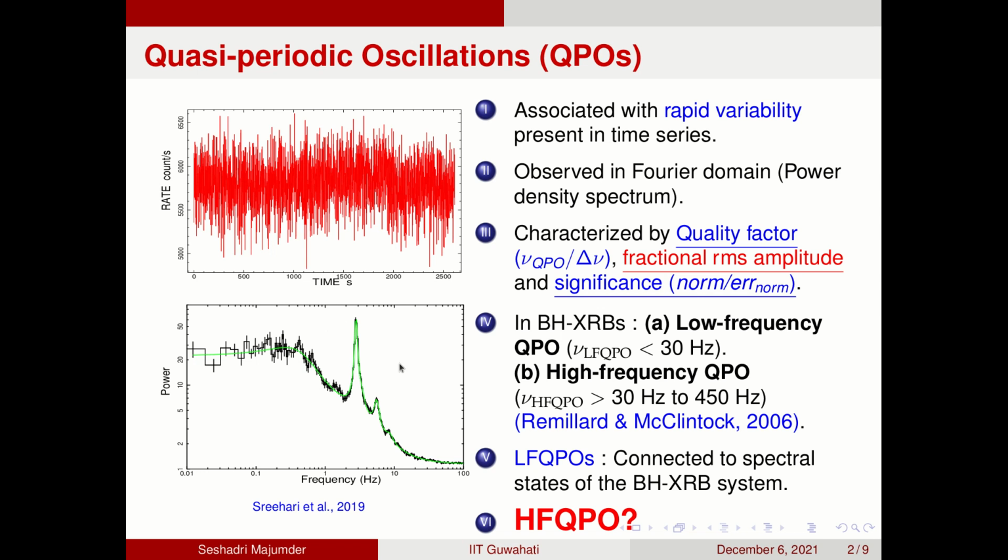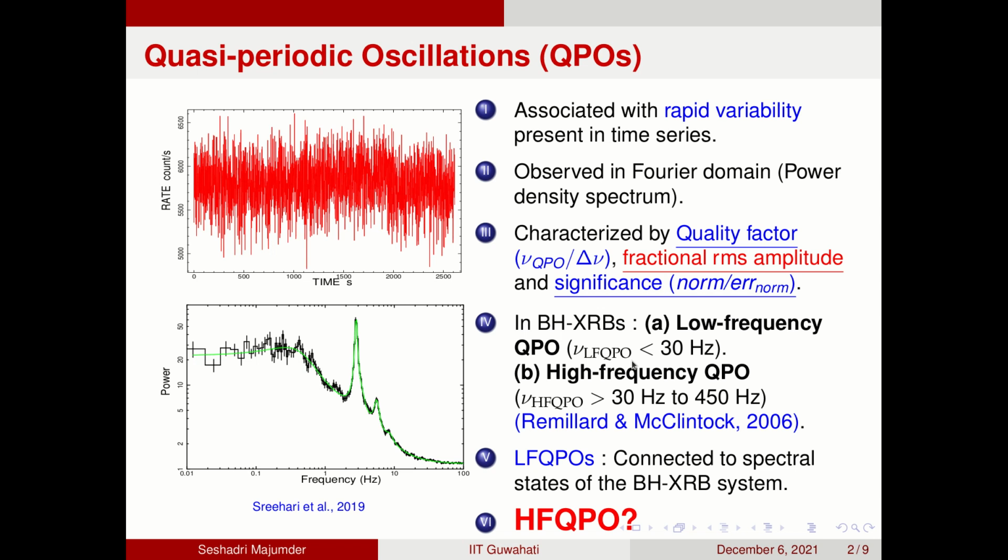Now it can be modeled with a Lorentzian profile, and basically it is characterized by the quality factor of the peak, that is the centroid frequency divided by its FWHM, the fractional RMS amplitude, that is the power content within the QPO, which implies the fractional variability associated with this QPO in the time series, and the significance of this peak, that is how significant the peak is with respect to the error in the PDS. So that is defined as the norm divided by its error.